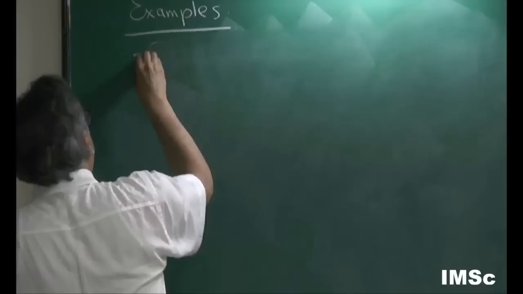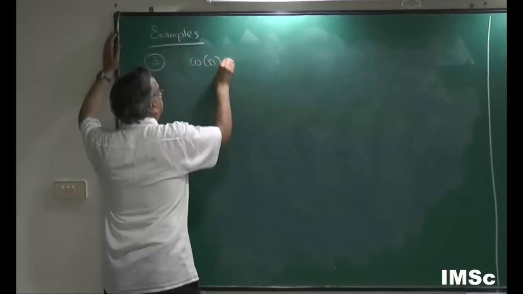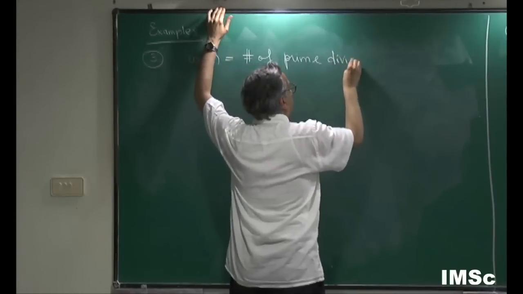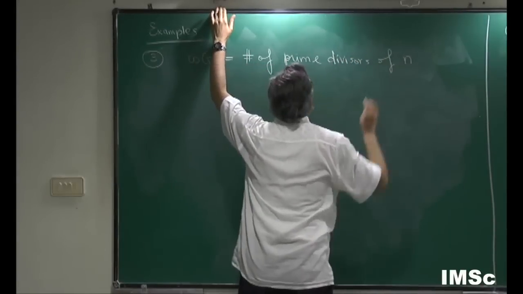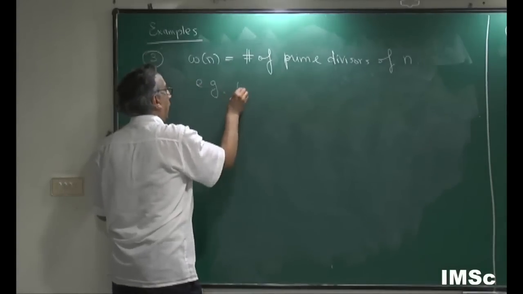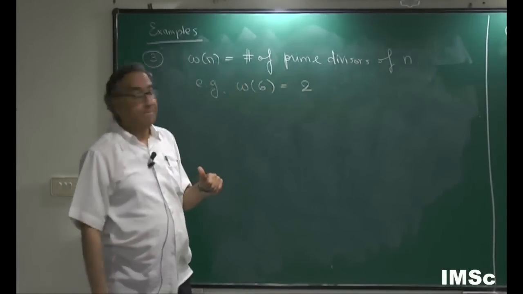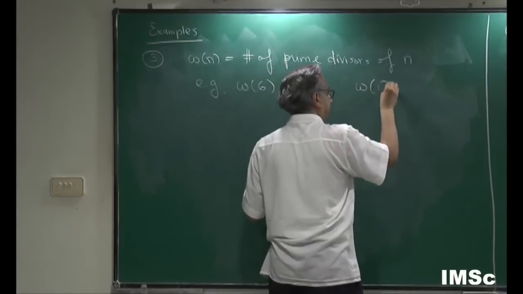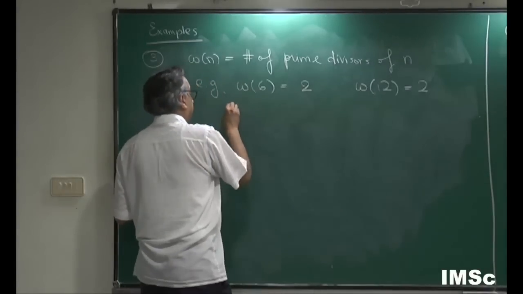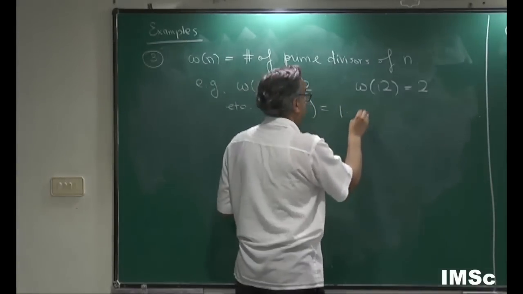Okay, let's take a third example. Let's count the number of prime divisors of n. So for example, omega of 6 is 2 because it's divisible by 2 primes. Omega of 12 is also 2 because it's only divisible by 2 primes, etc., etc. Omega of any prime power is just 1, p prime.